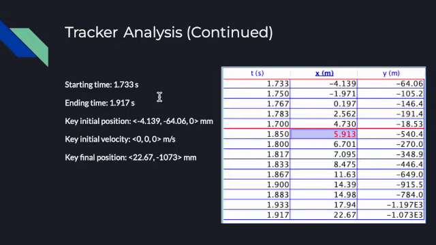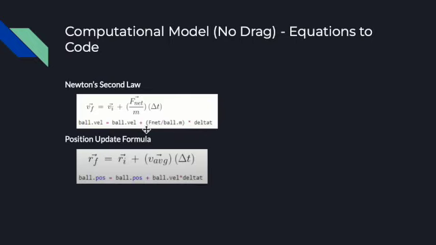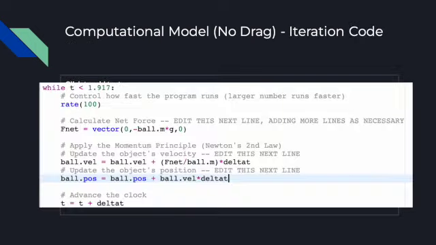Starting time was 1.7 seconds, ending time was 1.917 seconds. And these are all just the constants that I used in my code. You can pause the video if you would like to look. And then this is the computational model initial data, so just from the slide before, putting it into code. And then also the equations that I had to code were Newton's second law and the position update formula. So these are those two lines.